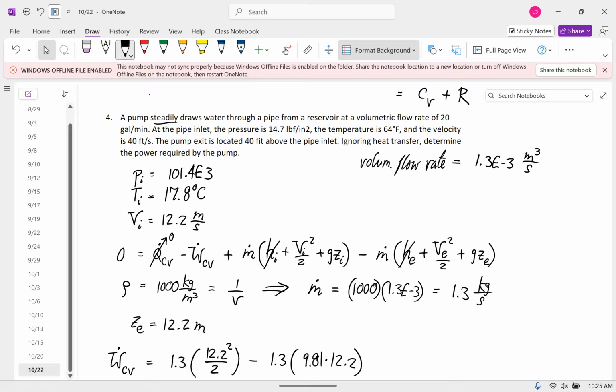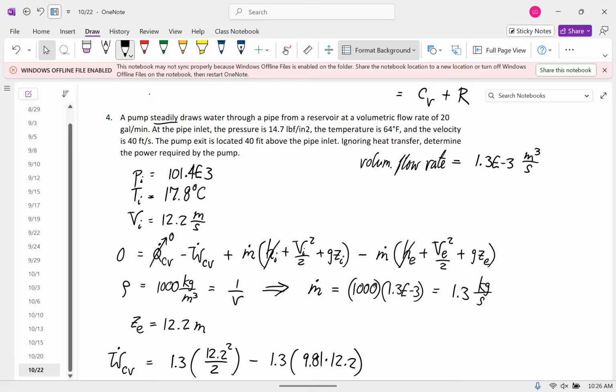Originally, my answer was like negative 150 watts. So this comes out to like negative 58 watts. Big difference. So it enters at 12.2 meters per second and then exits at basically negligible speed? Yeah. Okay. Because that's the minimum, you know what I mean? That's the minimum power that you would have to apply to that pump.